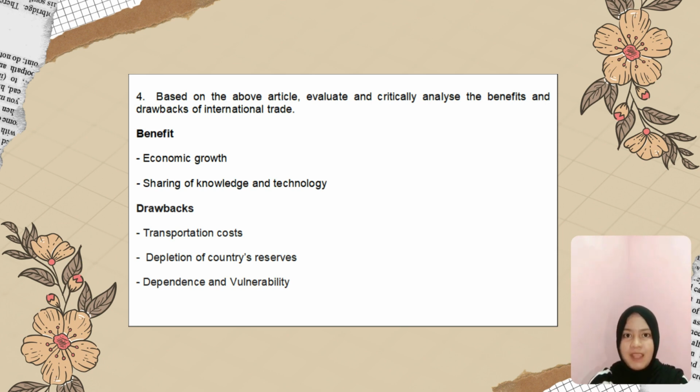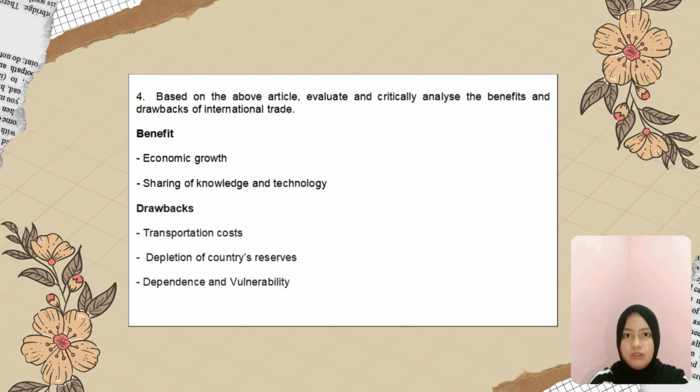Next, sharing of knowledge and technology. By engaging in international trade, numerous nations can exchange their technological and knowledge resources. Innovation and technology transfer can be facilitated by international trade. For instance, fruit growers in India may teach Australians new methods of cultivation of fruit kinds.